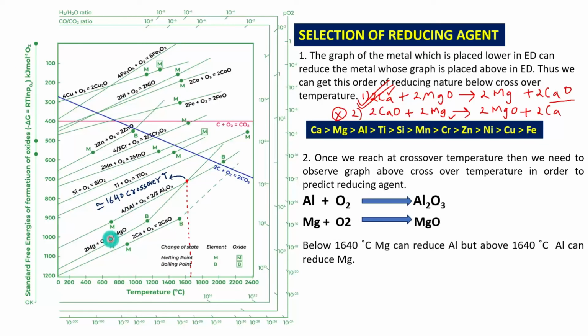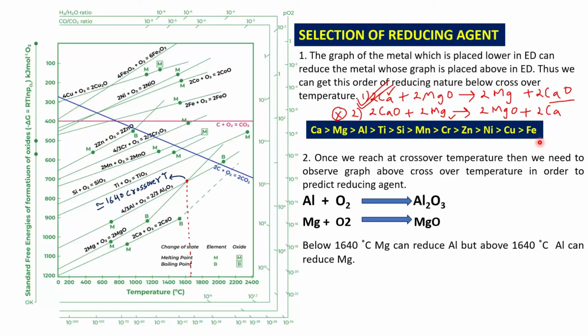Now compare these two. Magnesium is a better reducing agent than aluminium, right? But all these things will happen below the crossover temperature. Please remember, this happens only below the crossover temperature. Now if you compare titanium and aluminium, of course aluminium is the better reducing agent because it is placed below. If you compare silicon and titanium, titanium is placed below, so titanium is the better reducing agent. In this way you can get the decreasing order of reducing nature. Calcium is the best reducing agent in this Ellingham diagram, followed by magnesium, then aluminium, titanium, and iron is the worst one.